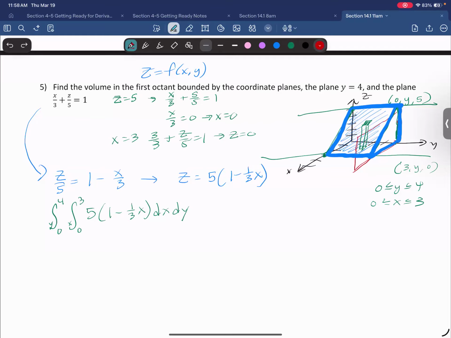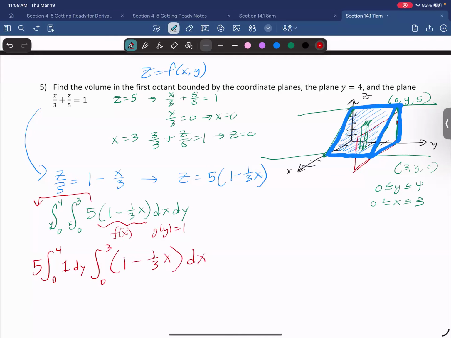Again, I can move the 5 out front. Z equals 5 times (1 minus 1/3 x). This is a function of x only, no y. So we could say g of y equals 1 if we want to separate this. I didn't write my upper limits, 4 and 3. I can break this down into the integral of y from 0 to 4 of 1 dy. You don't even need the 1, but I'm putting it there to make sure everyone's on board. And this is the integral of 1 minus 1/3 x dx. These are always a lot easier when you can separate them. The limits of integration were constant, and we didn't have x and y mixed anywhere.